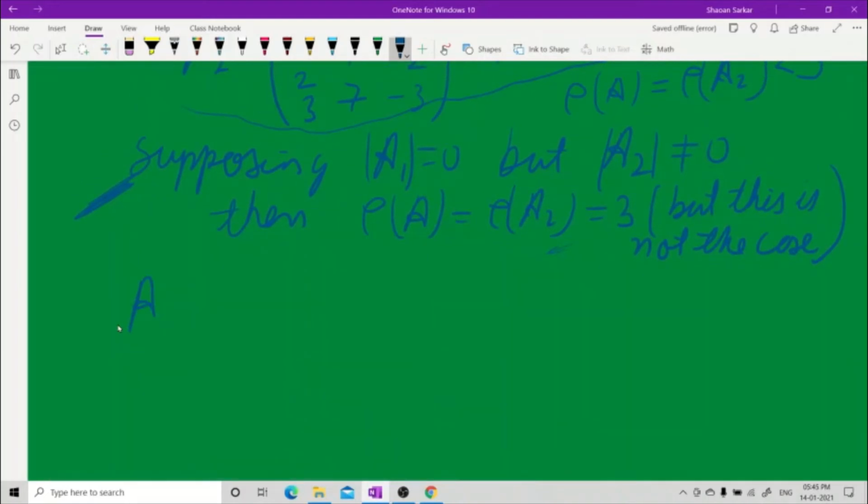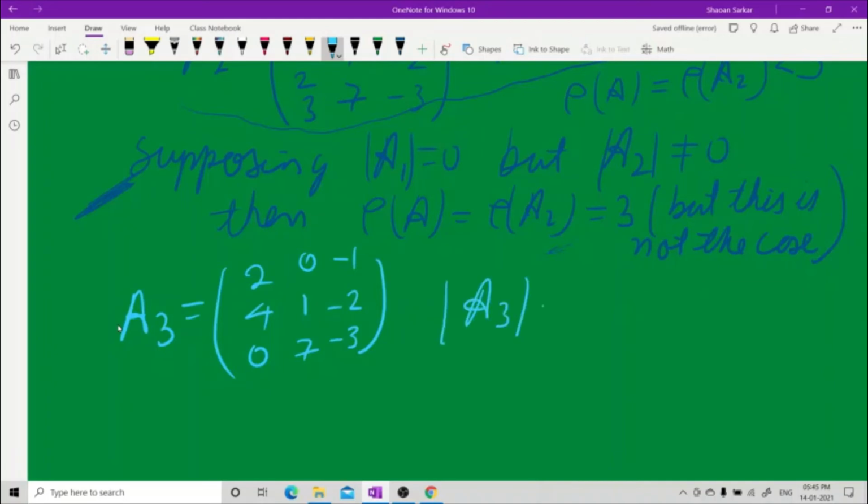minor sort of thing. Let me write it with a different color. I take A3, and this I take as 2, 4, 0, 0, 1, 7, and then I take as minus 1, minus 2, and let us say 3. So I take the determinant of A3, I'm still getting 0. So perfectly, the rank of A is less than 3, but never 3. It is always less than 3. This is for sure after checking all these minors.